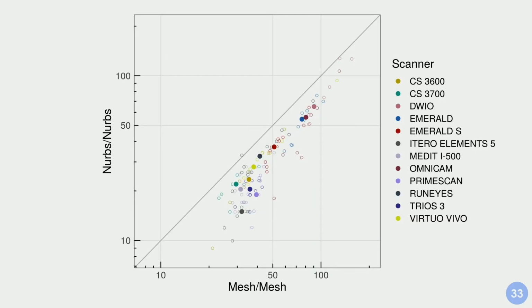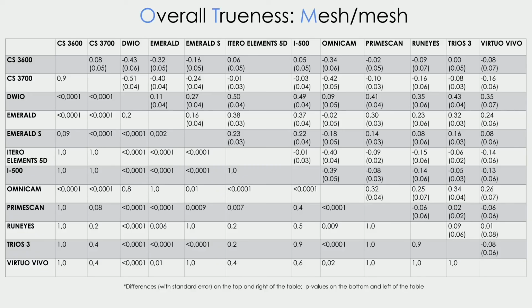And if we go on, we see that the NURBS-to-NURBS evaluation overall gives better results than the mesh-to-mesh evaluation, but we expected it, of course, it's natural. And in this table you can see on the top the differences between the couples of scanners, and on the left and bottom the p-value for the statistical analysis. If the p-value is less than 0.05, it means there is a statistically significant difference between the different scanners in the mesh-to-mesh overall trueness evaluation.